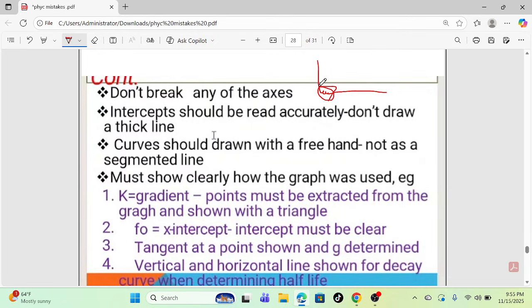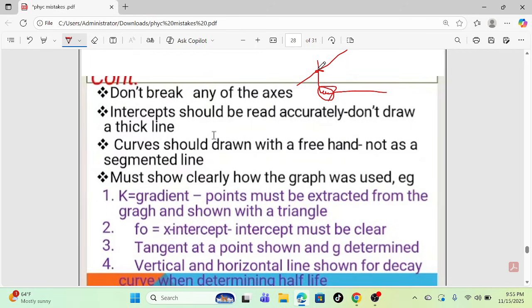Intercept should be read accurately. Don't draw a thick line. So the intercept must be read accurately. For example, if this is the intercept, for example, if your graph cuts like this, just read it. That one is just reading the y intercept.